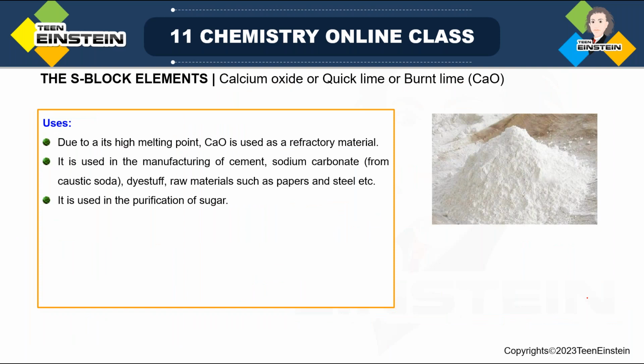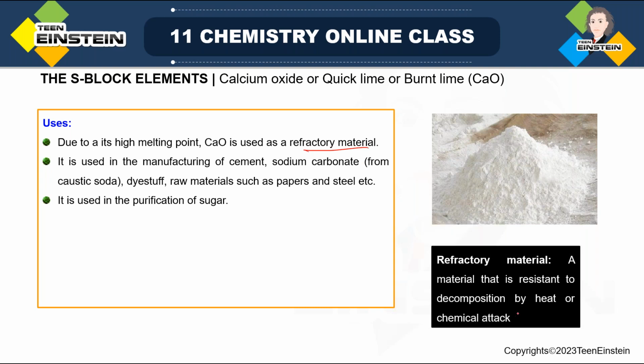Uses of calcium oxide, as you can see here, how it looks. Due to its high melting point, calcium oxide is used as a refractory material. Now, what is a refractory material? It is something that can resist decomposition when it is facing heat or chemical attack. So even in presence of high heat and chemical attack, the material will not be decomposed. It is resistant to decomposition. As you have seen in the properties part, calcium oxide is a stable compound, the melting point is very high, so it can withstand high temperature.